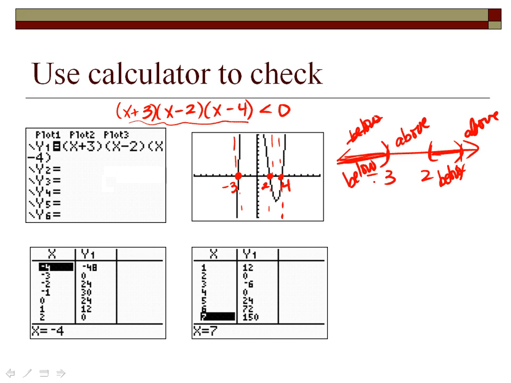Like if we plugged in something to the left of negative 3, like negative 4, we get a negative 48, which is less than 0, so that checks. Between negative 3 and 2, all of those values are greater than 0, so that doesn't satisfy my inequality. Between 2 and 4, which is at the 3, we get a negative 6, which is less than 0. And then to the right of 4, everything else becomes positive. So the calculator can really save you a lot of work, that tedious work.